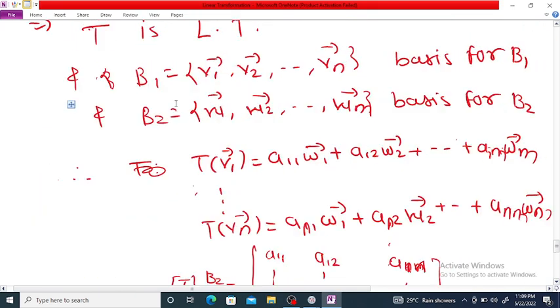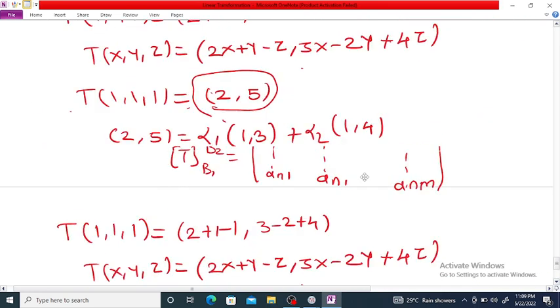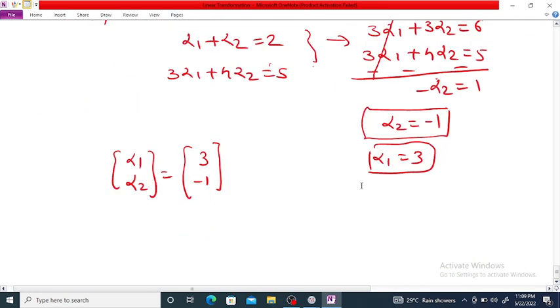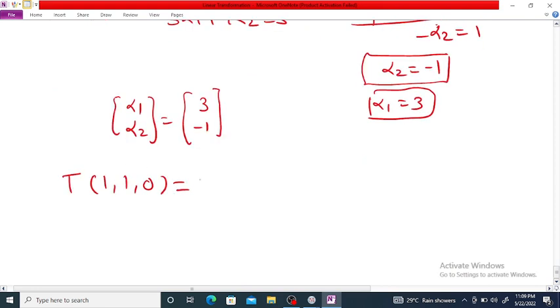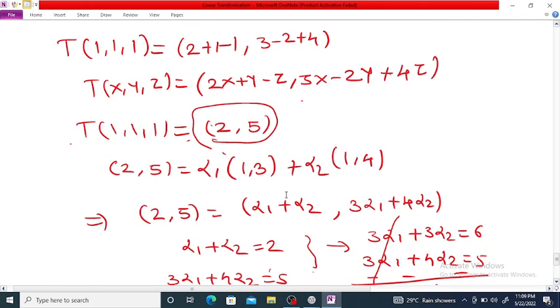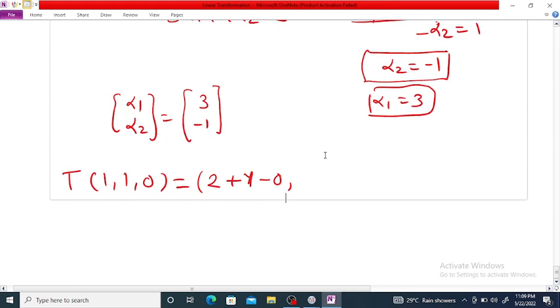Similarly, we want to determine the image of T of (1, 1, 0). So what is the image of T of (1, 1, 0)? What is the mapping given? The mapping given is (2x + y - z, 3x - 2y + 4z). So 2x + y - z is 2 plus 1 minus 0, and the next is 3x - 2y + 4z, where z is 0. So this is nothing but 2 plus 1 is 3, and 3 minus 2 is 1.